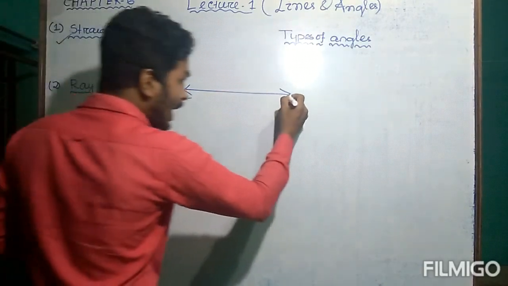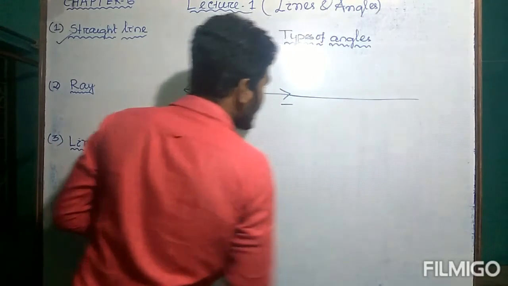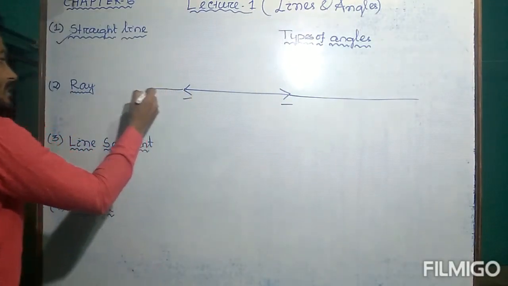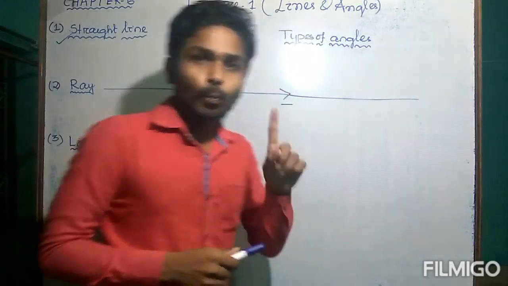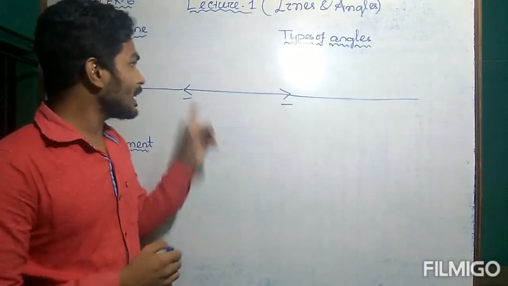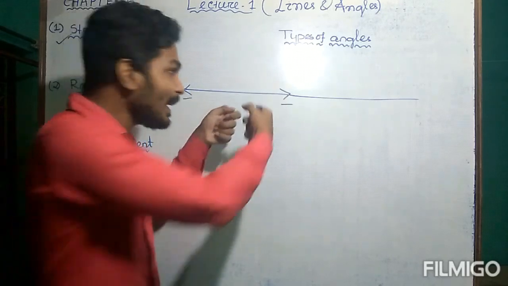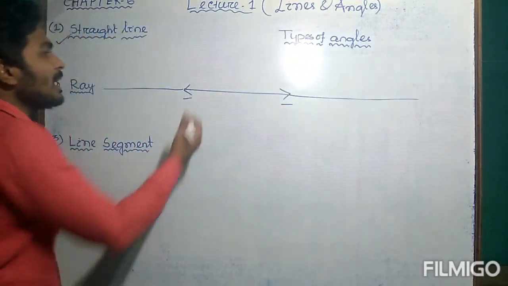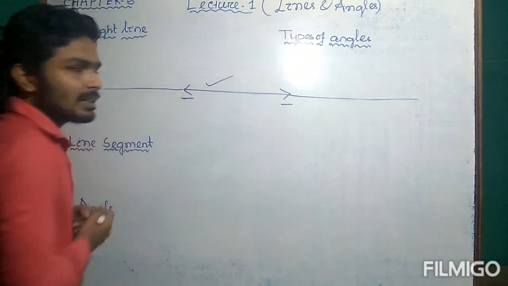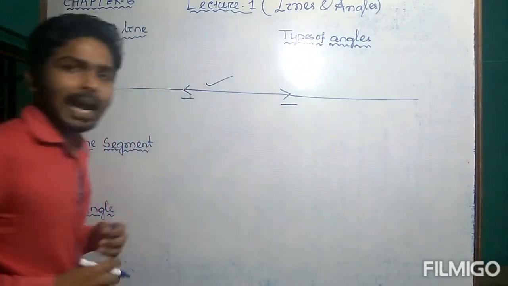Okay, it means if you want, you can extend this line in this direction, and here also you can extend this line in this direction. That is why postulate number 1 of Euclid said that a straight line can be extended in any direction. Okay, this is the definition of a straight line, that it has neither a starting point nor an ending point.